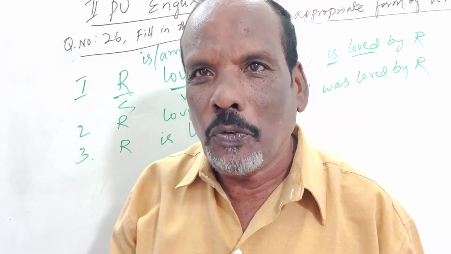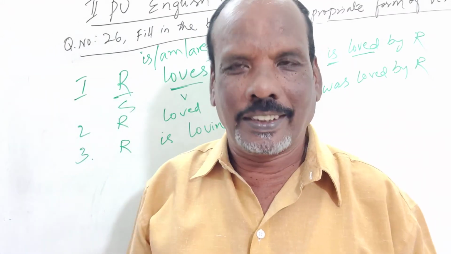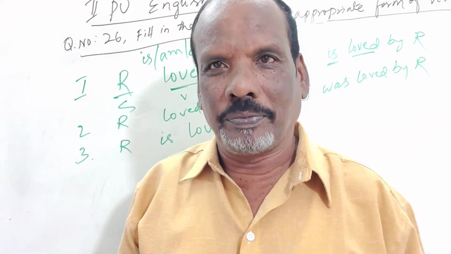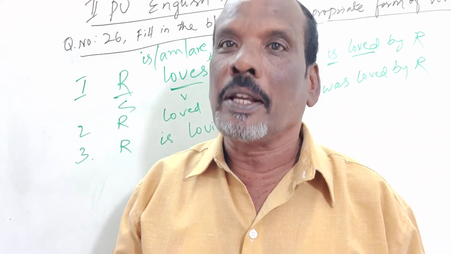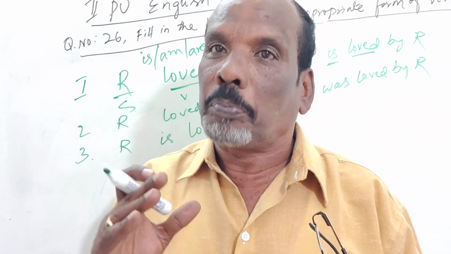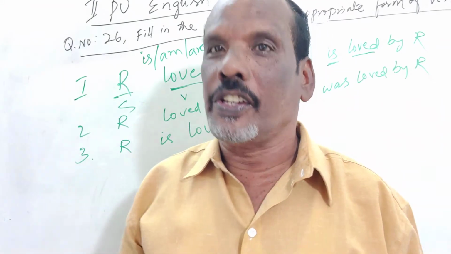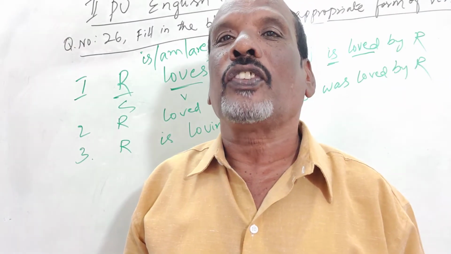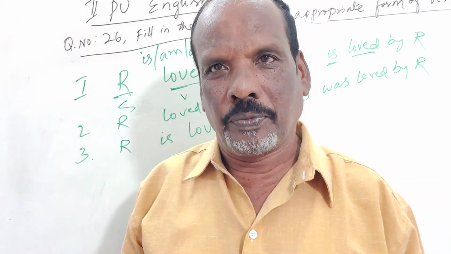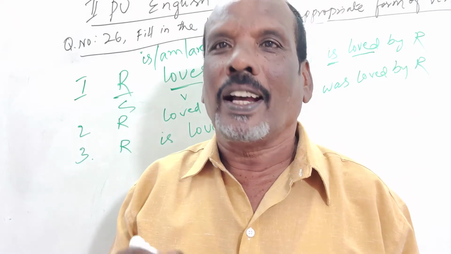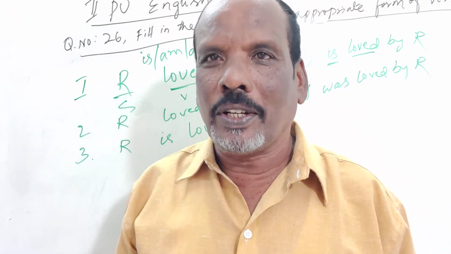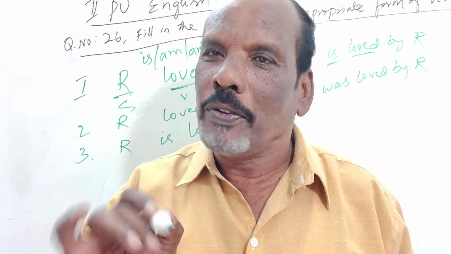Romeo is loving Juliet. That's another sentence. It is present continuous. In the case of present continuous, past continuous, future continuous, what do you have to do? See, in this sentence, we see two verbs. One is "is" and the other is "love". "Is" is the auxiliary verb. "Love" is the main verb.